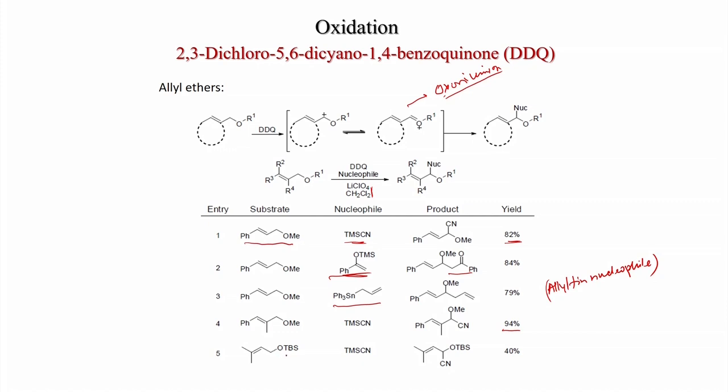Also, this is all methyl here, but OTBS is also possible. So the silyl group does not affect the oxonium ion formation here and you get the oxonium and then cyanide. However, the yield gets reduced. So methyl ethers are better choices compared to the silyl ethers.